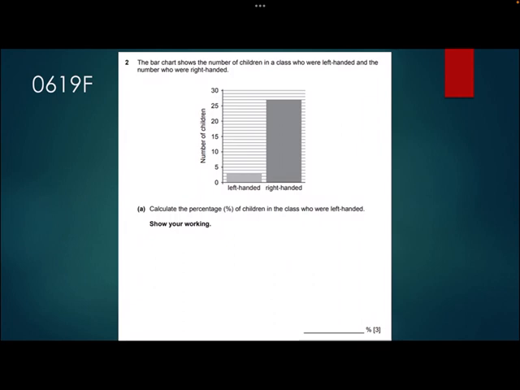After repeated selection and breeding over many generations, all the offspring will contain the desirable characteristic. So if we look at some questions, a bar chart shows the number of children in the class who were left-handed and the number who were right-handed. Calculate the percentage of children in the class who were left-handed. Reading from the graph, we can see that there were 3 who were left-handed. There are 27 who are right-handed, so altogether there are 30 in the class. So 3 out of 30 multiplied by 100% gives us 10%.